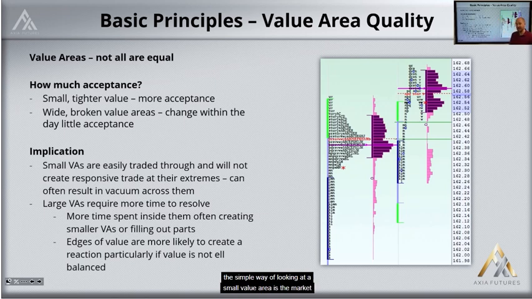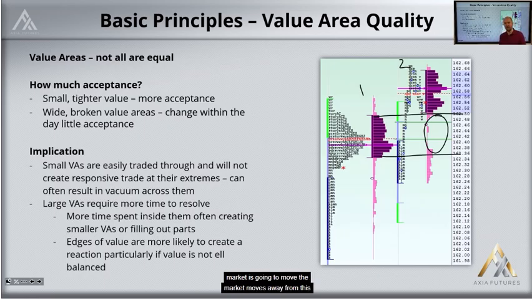Small value areas: the simple way of looking at a small value area is that the market will trade through it easily, just like this. You see here, that's where value is. If we look at the first profile, profile 1, and profile 2, look at where the volume is on profile 2. There is no volume inside the previous day's value, because the market has already traded here. We've accepted trade in this area. There's no need to trade there any further.